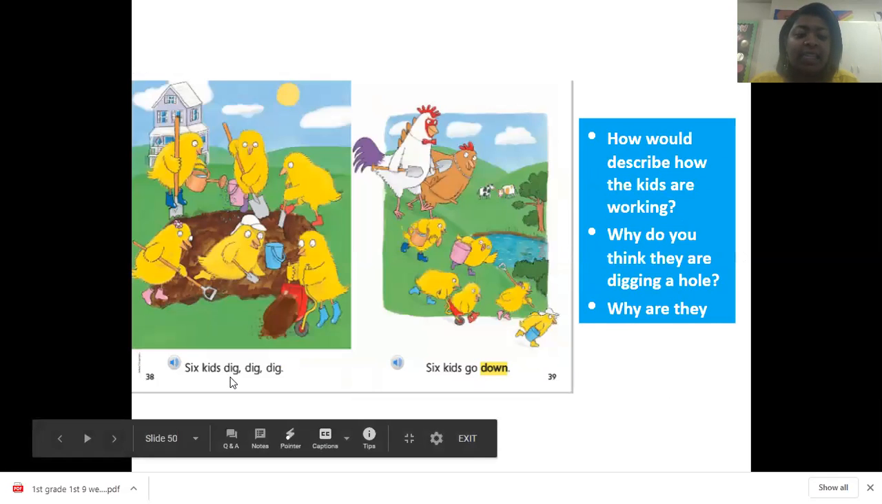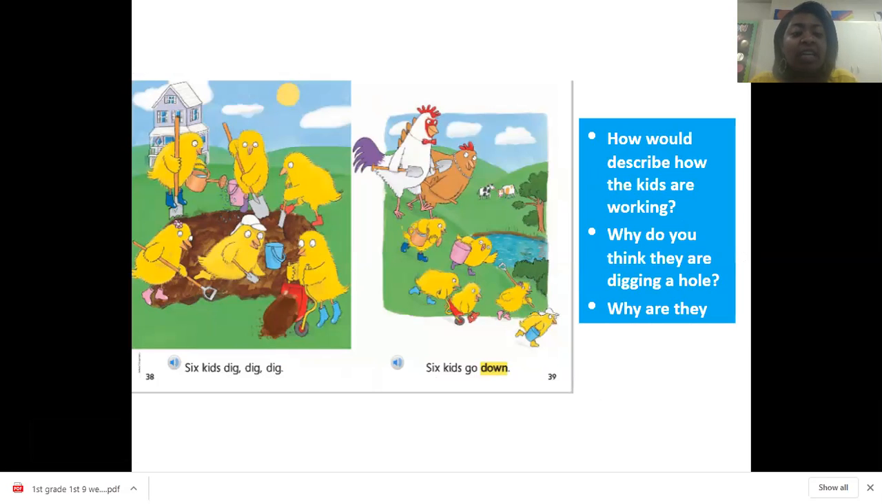6 kids dig, dig, dig. 6 kids go down. How would you describe or tell more about how the kids are working? Are they working hard? Are they working slowly? Are they working quickly? What are some words to describe how they are working? Why do you think they are digging a hole?